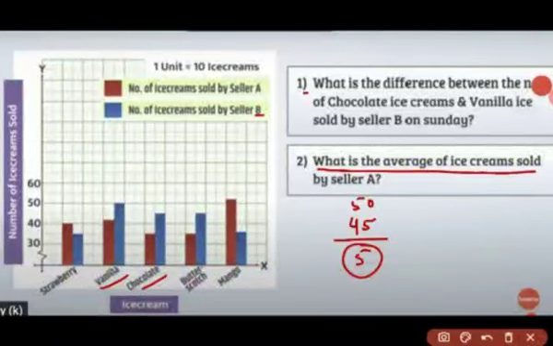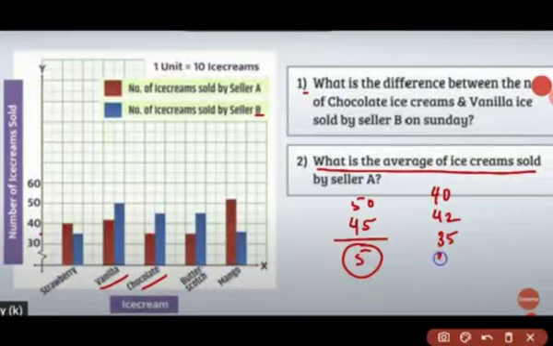So by seller A, they are asking us the total average of ice creams. So what you will do, average means all these ice creams. Strawberry ice cream, how many seller A has sold, it is 40. Then vanilla ice cream, it is 42. Chocolate ice cream, it is 35. From the graph itself I'm looking and saying this.